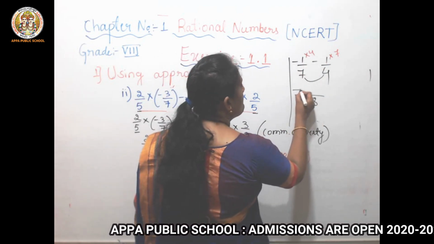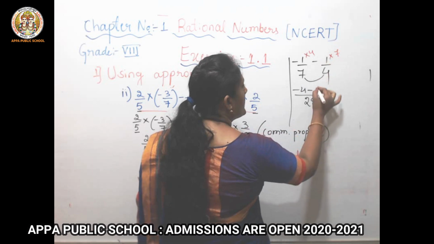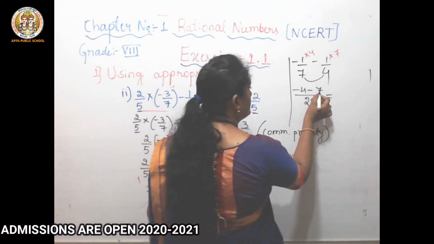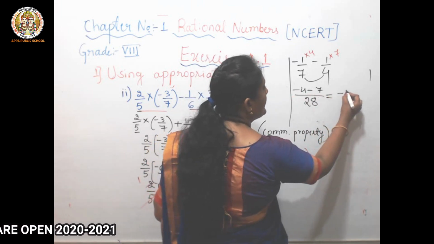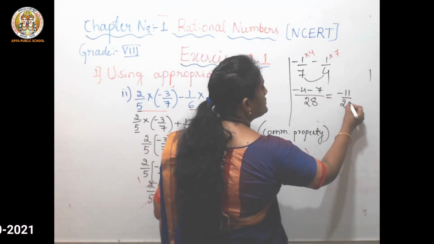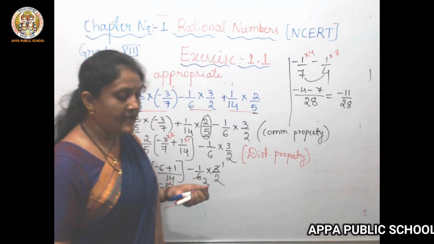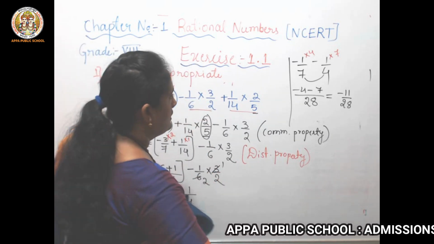Minus 1 into 4 is minus 4. 7 into 1 is minus 7. Let's add, because both are negative we can add here. Minus 7 minus 4 is minus 11 by 28 as it is. So this is the answer. This is the second answer. Okay? Hopefully you got it.